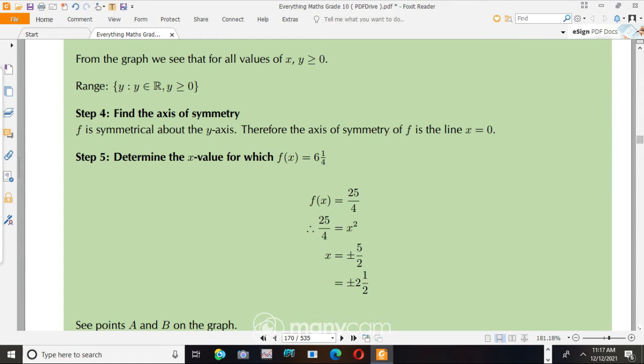From the graph we see that for all x, y is greater than or equal to 0, so the range is y is an element of the real numbers and y is greater than or equal to 0. Find the axis of symmetry. f is symmetrical about the y-axis. Therefore, the axis of symmetry is the line x equals 0.